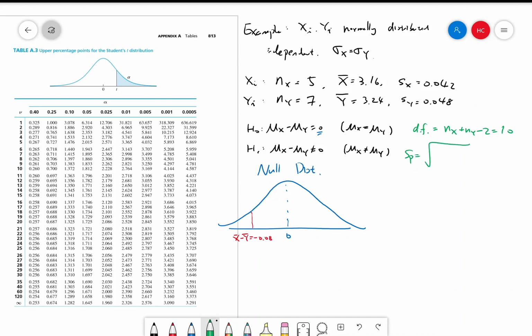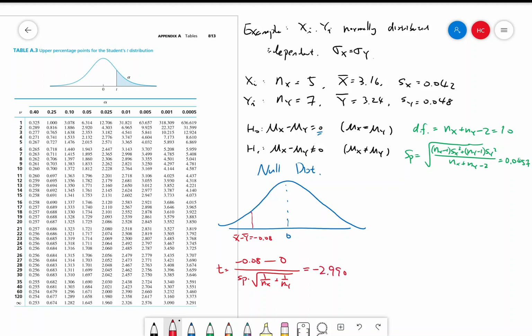So square root of nx minus 1 times sx squared plus ny minus 1 times sy squared over nx plus ny minus 2. We have calculator. This is equal to 0.0457. Okay, so that should be enough to calculate the t-value. So the t-value is equal to negative 0.08 minus 0 over sp times the square root of 1 over nx plus 1 over ny. And all these numbers, we have the values somewhere. So if you press calculator, this is equal to negative 2.990.